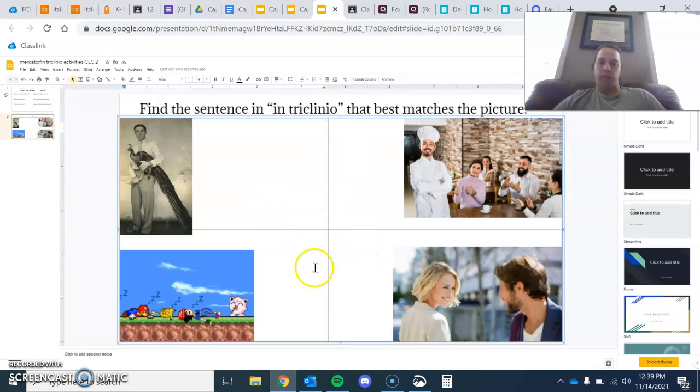So see if you can find the sentences in the story that best match these. We'll go over this on Tuesday as well. I didn't give you guys the most space to write it, but just kind of fit it in the blanks on here. And that will be the story review over the last couple stories we've read.